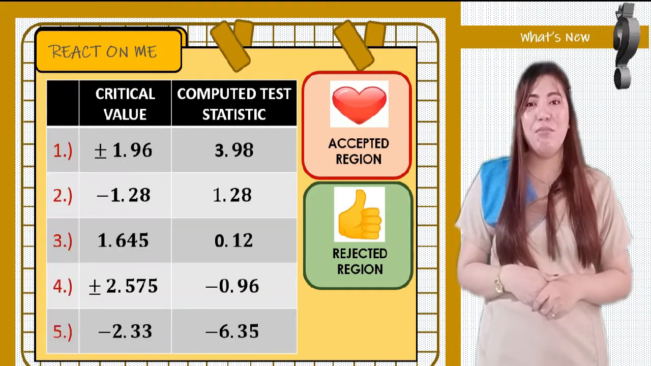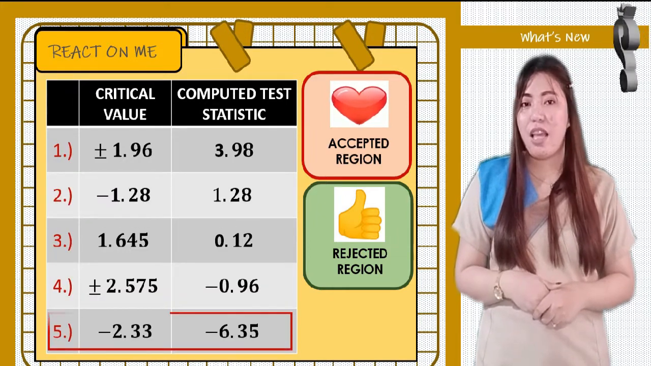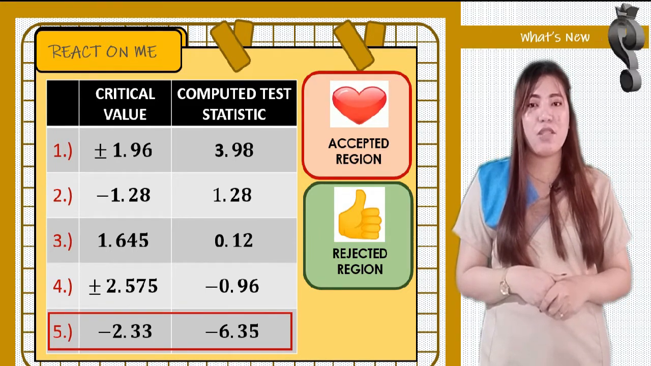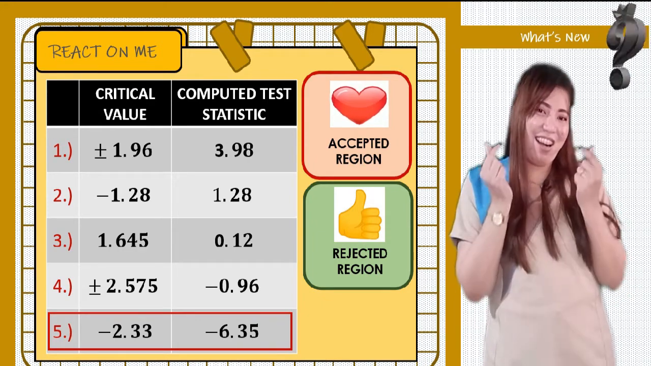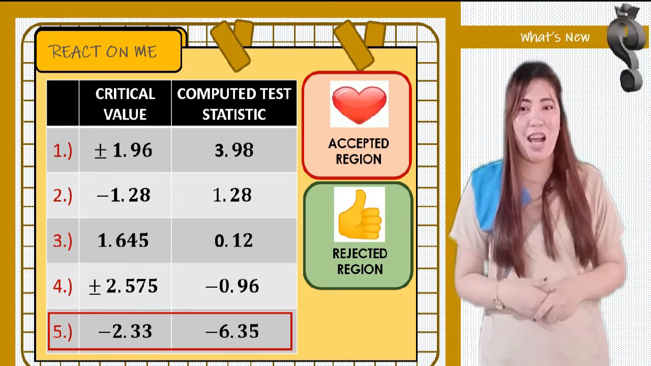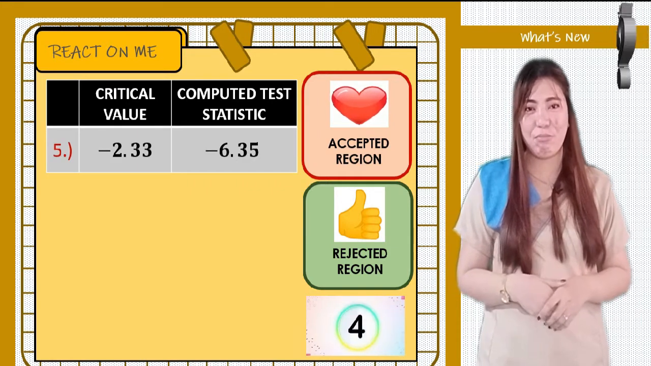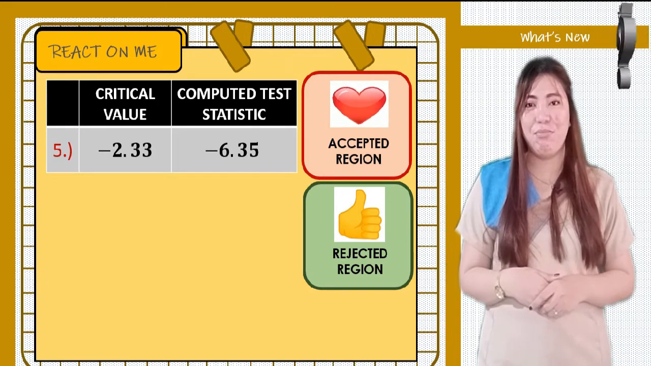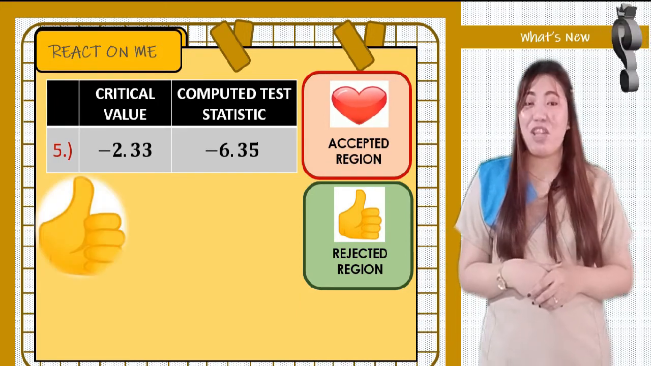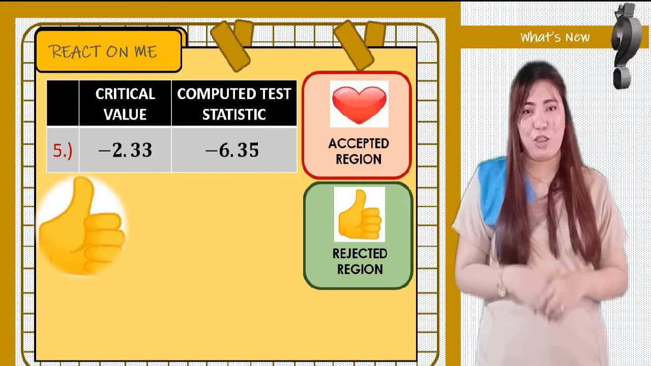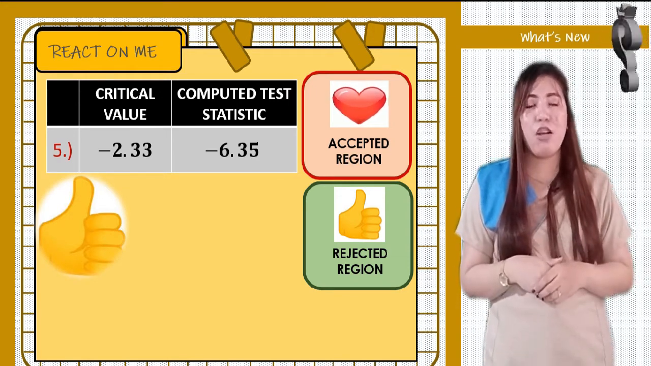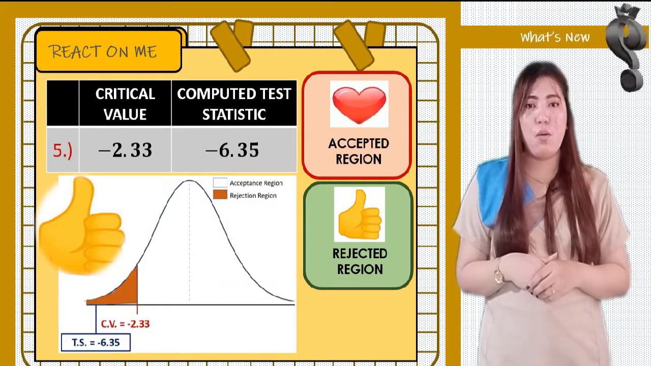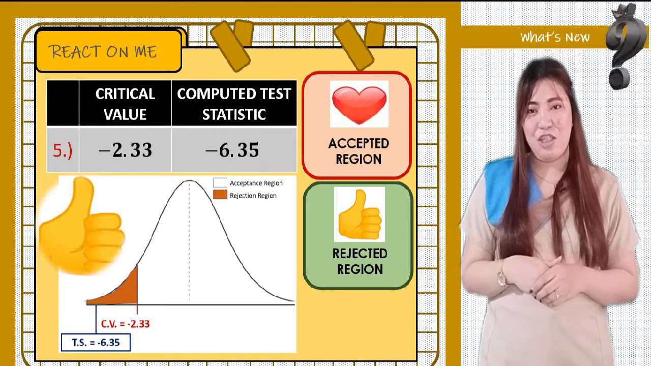And the last question, the critical value is negative 2.33 and the test statistic is negative 6.35. Is it a heart or a like? 5 seconds. Very good. The correct answer is a like reaction because the test statistic of negative 6.35 is in the shaded part, so it falls in the rejected region.